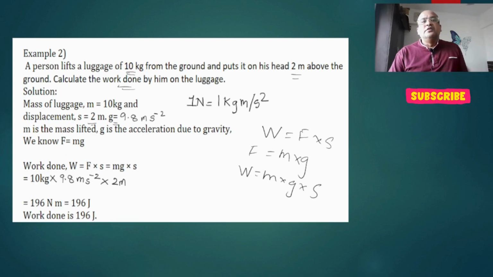Work done is nothing but force into displacement. We have seen that, so we have put the formula here like this. Just put the values: 10 kilograms into 9.8 meter per second square into 2 meters. So what do we get? We get 196 newton meter, that is 196 joule. So work done is nothing but 196 joule.